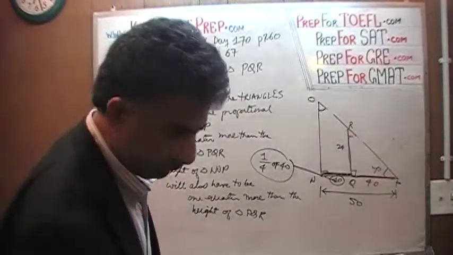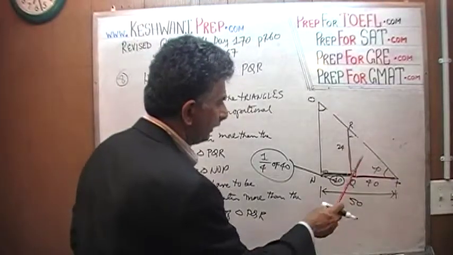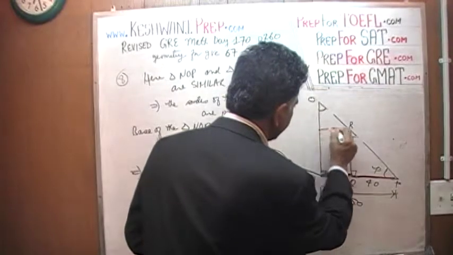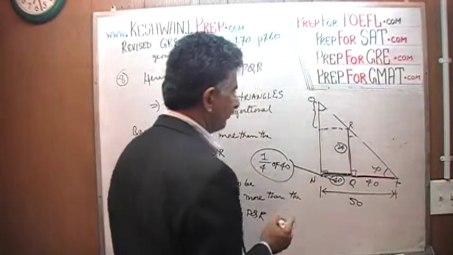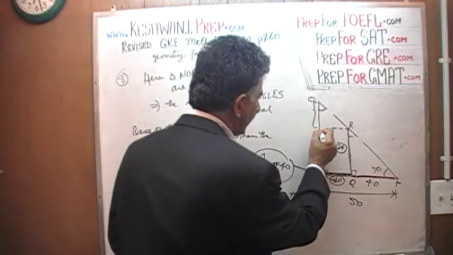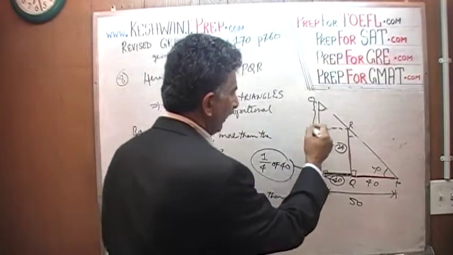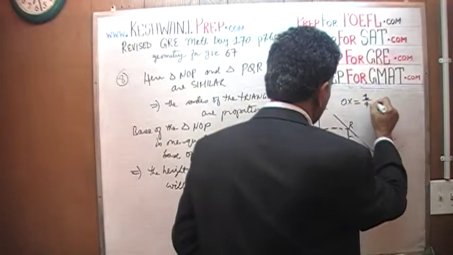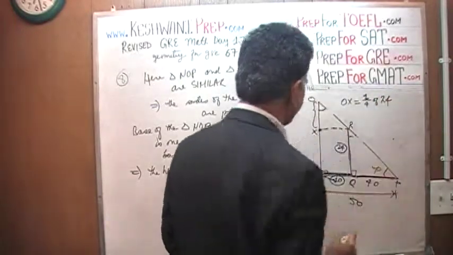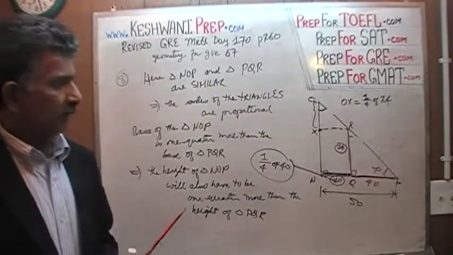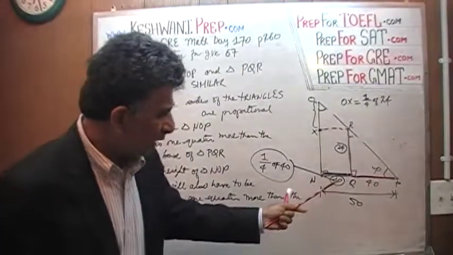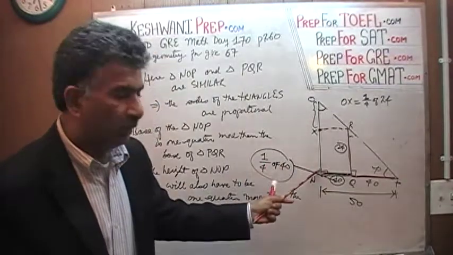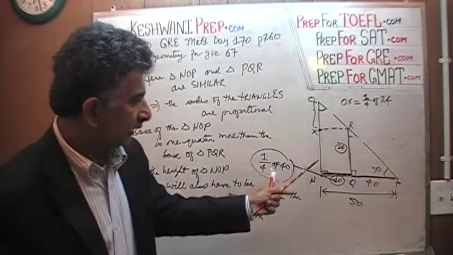So the height of the triangle PQR is this 24 right here. So this difference that we see here has to be 1/4. Let's give it a name here. I'm going to call it x. O to x has to be 1/4 of 24. It has to be quarter more than this height. Since the base is quarter more than the base of the small triangle, therefore the height of the large triangle also has to be 1/4 more than the height of the small triangle.